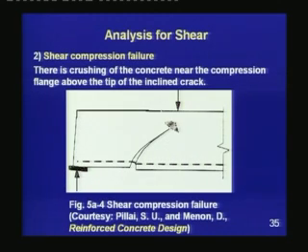The second one is a shear compression failure. There is crushing of the concrete near the compression flange above the tip of the inclined crack. If the concrete near the top flange is not strong enough, then as the inclined crack propagates, there will be crushing of the concrete at the top of this crack. This will also be affected by the amount of moment at that particular section, and when there is crushing of the concrete at the top of a flexural shear crack, that type of failure is called a shear compression failure.